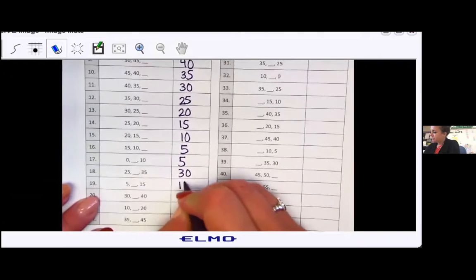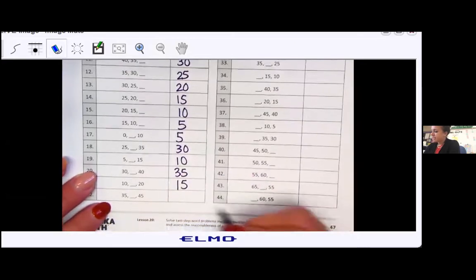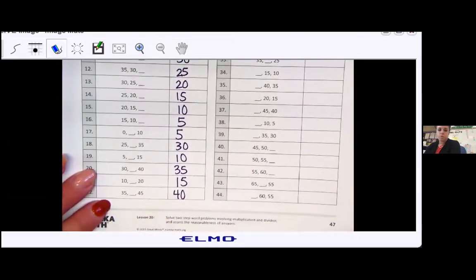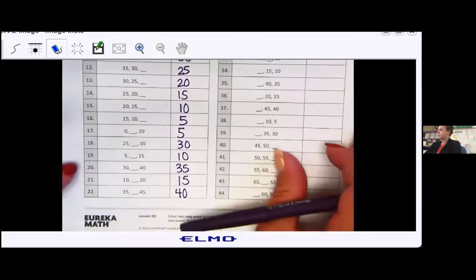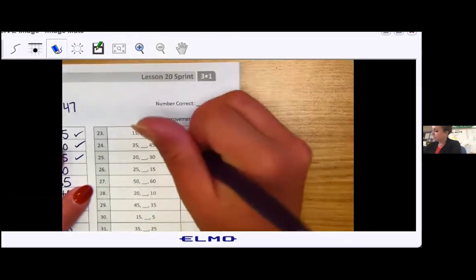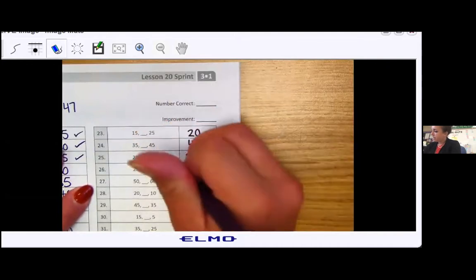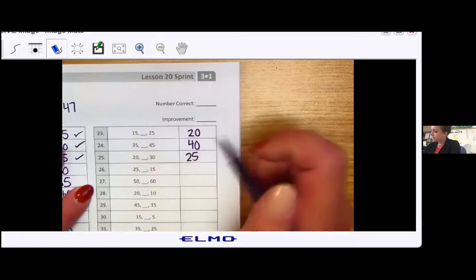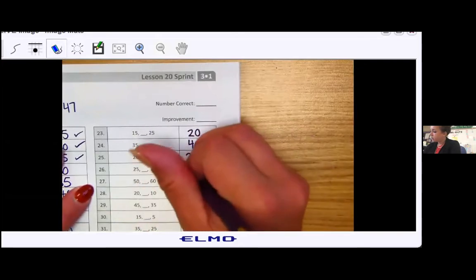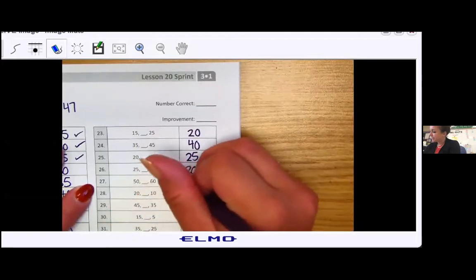30, 10, 35, 15, 40. Top of the second column, 20, 40, 25. Now we're getting smaller, 20. Now we're getting bigger, 55, tricky.